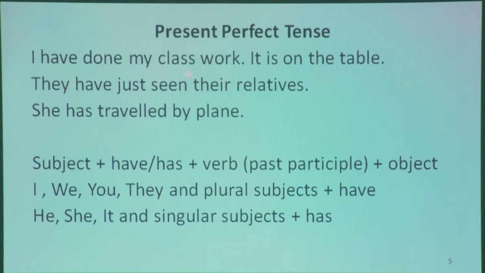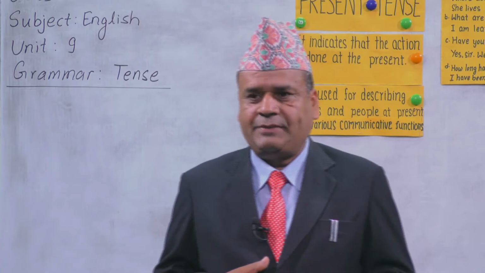And I have done my classwork. It is on the table. If you have done the work or if the work is recently done, at that time we can use present perfect. And in the second sentence we can see, they have just seen their relatives. The word just shows that the work is done recently, not long ago. Okay? And she has traveled by plane. This is experience. We use present perfect tense to express our experience.